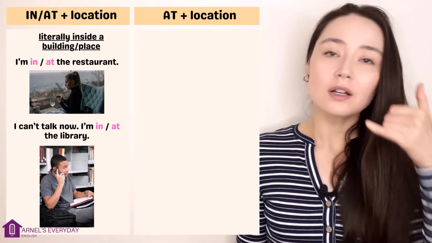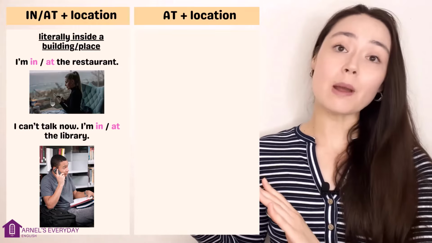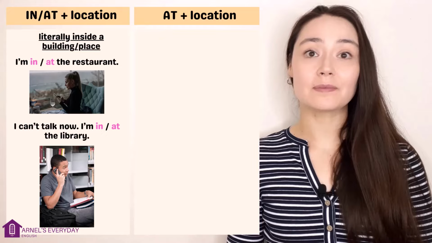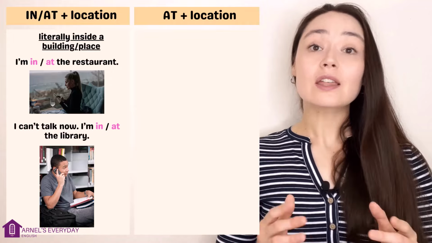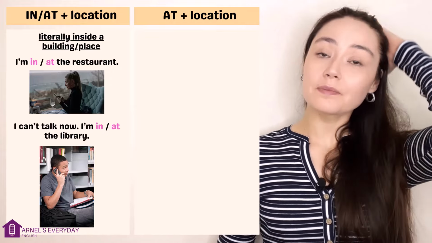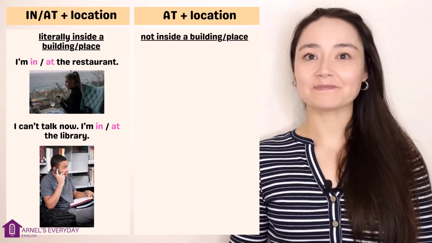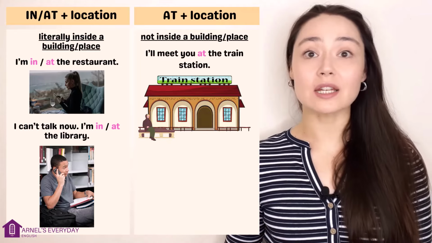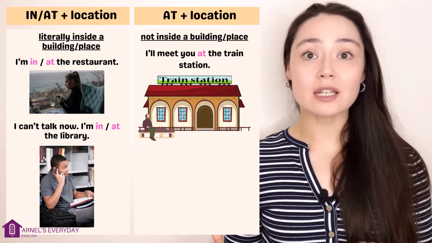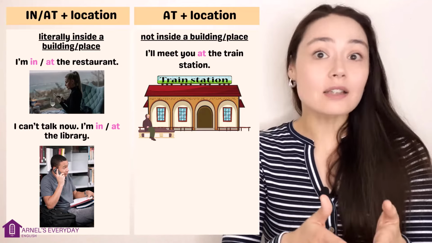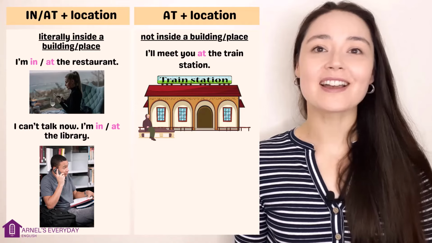I can't talk now. I'm in the library. I'm at the library. Here, these two prepositions can be used interchangeably. But many times with locations, you are not inside a building. This is when at is necessary. At plus location, but you are not inside a building or a place. I'll meet you at the train station, and then we can walk to the restaurant together. At the train station, I won't be inside the train station.